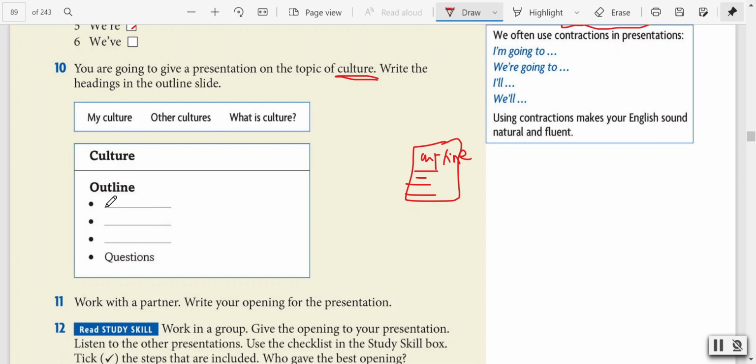For example, number 1, my culture, other culture, or what is culture.